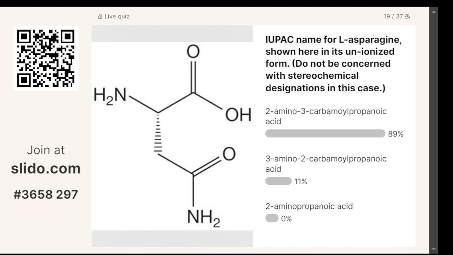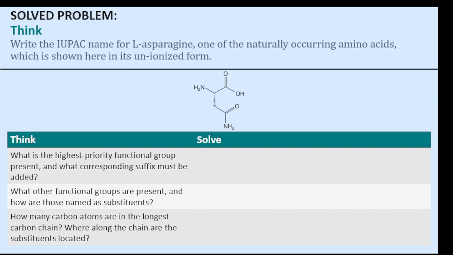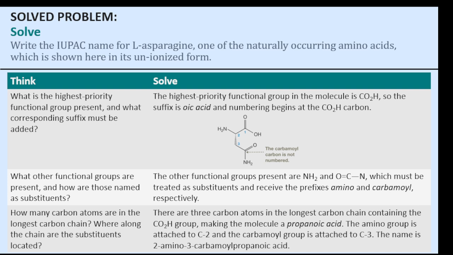Okay, folks, so the majority was 2-amino 3-carbamyl propanoic acid, and that is correct. Perfect. Okay, let's go ahead and go on to the numbering and why. So the first thing I would always do for these problems is I need to figure out what my highest priority functional group is, right? So what's my highest priority functional group? Carboxylic acid. You got it.